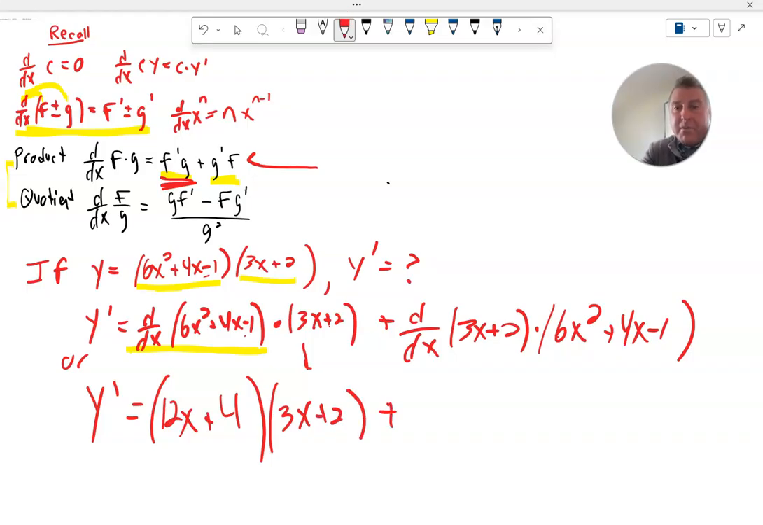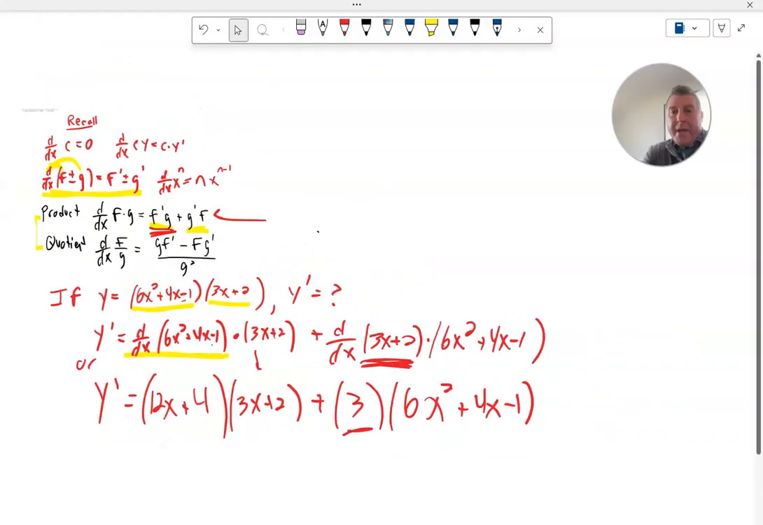Plus, now I'm going to take the derivative of 3x plus 2. Now the derivative of 3x, just like the derivative of 4x is 4, the derivative of 3x is 3, using what's called the linear rule, or you can use coefficient, power, plus the derivative of 2, which is 0. Now I'm not even going to write that. We'll just leave it at 3. So here's my g prime. The derivative of 3x plus 2 is 3. Okay, times the regular old second nugget.